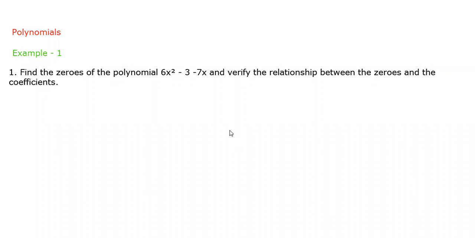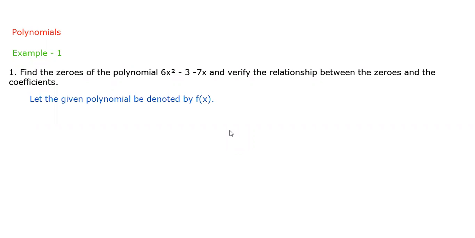Okay, today we are going to see example 1 in polynomials. Our question is: find the zeros of the polynomial 6x² − 3 − 7x and verify the relationship between the zeros and the coefficients. Let the given polynomial be denoted by f(x).